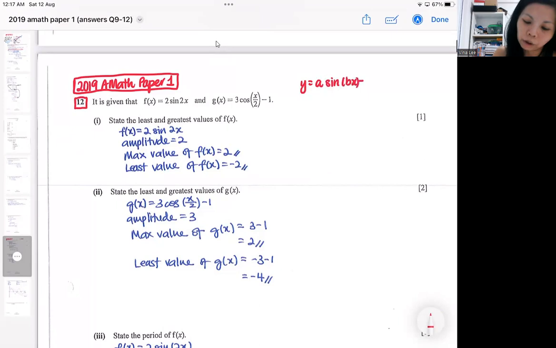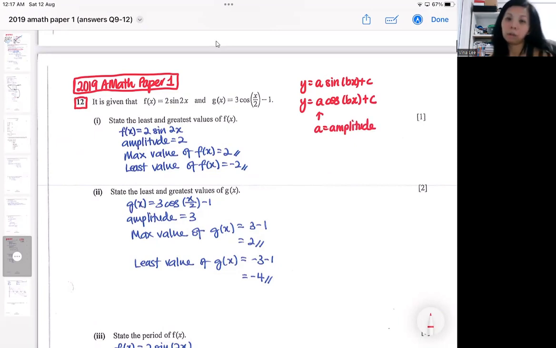So this will be the general format for sine graph and cosine graph. So the value A will tell you the amplitude. And from the amplitude, you can tell the maximum and the minimum of the function.